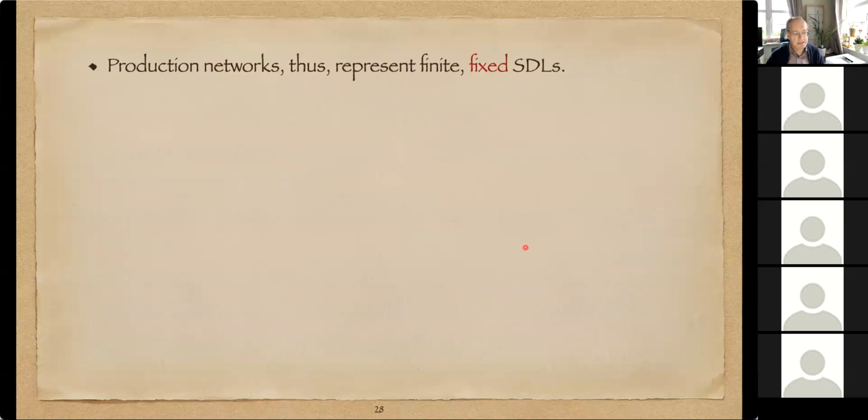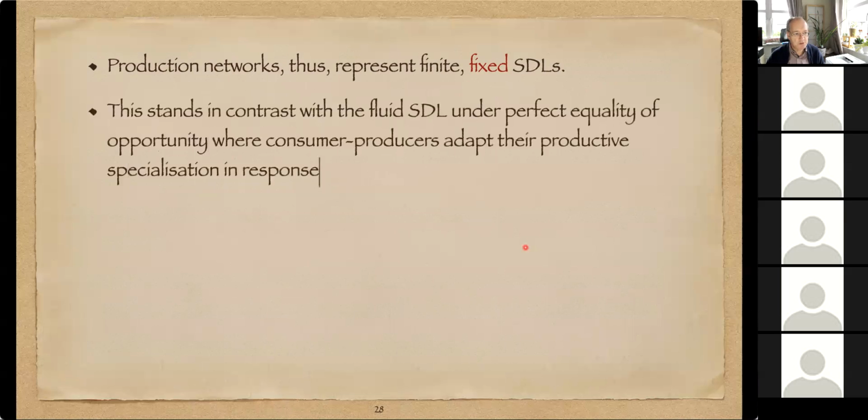Again, I emphasize production networks are snapshots, right? This stands in contrast to the ultimate theory of the social division of labor, namely what also Adam Smith emphasized, and that is that it is fluid. When things change in the economy, when prices change, we will respond to that. And so we will change our production plans in response to what happens.